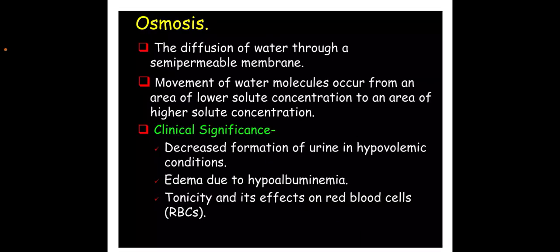Osmosis is the diffusion of water through a semi-permeable membrane, the movement of water molecules from an area of lower solute concentration to an area of higher solute concentration. Where solute is lower, water will be higher. Where solute is higher, water will be lower. So water is actually moving from its own higher concentration to the lower concentration. Although solute is lower on one side, water is higher. On the other side, solute is higher, but water is lower. So water is moving from its higher concentration to the lower concentration. But it is done through a semi-permeable membrane. That is why it is called osmosis.